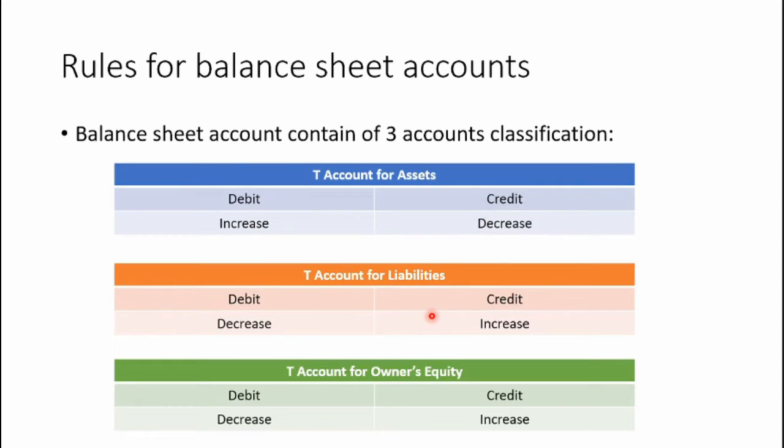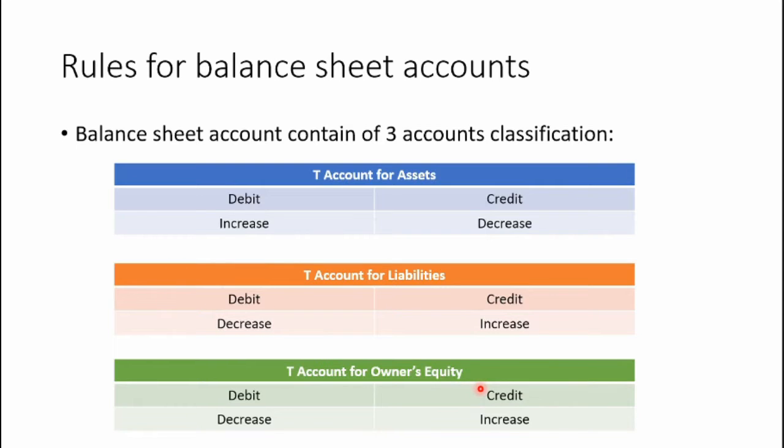Liabilities, on the other hand, such as payables or other liabilities, will increase in credit side. So if we record an increase in liabilities, we must record it in credit side. And every time there is a decrease in liabilities, we record it in debit side.